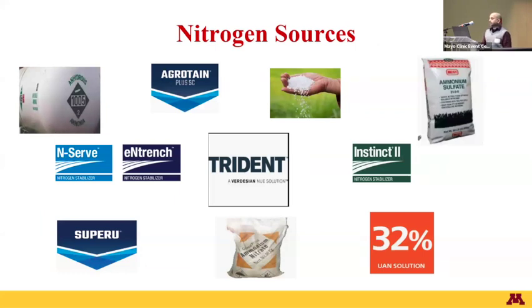Let's talk a little bit about nitrogen sources. So there are many nitrogen sources in the market, and most are ammonia-based fertilizers that convert to nitrate once they're added to the soil. Nitrogen inhibitors such as Anserve, Trident, and Instinct are products that can help retain the nitrogen in ammonium form for a longer period of time, and thereby help better synchronize the nutrient availability with crop uptake by delaying the nitrogen conversion to nitrate.